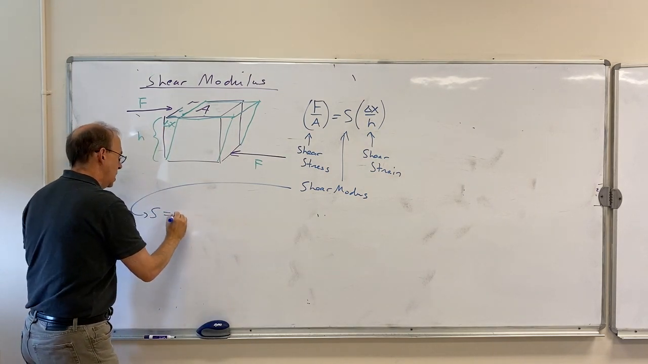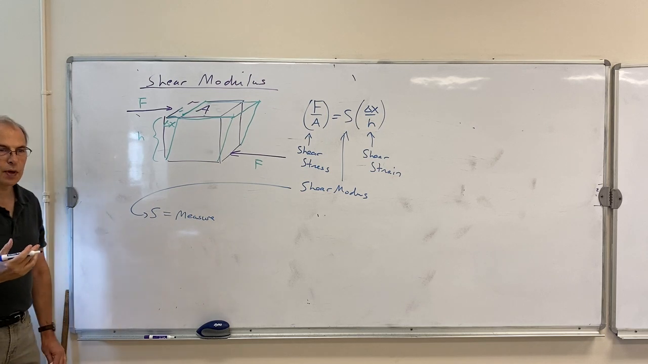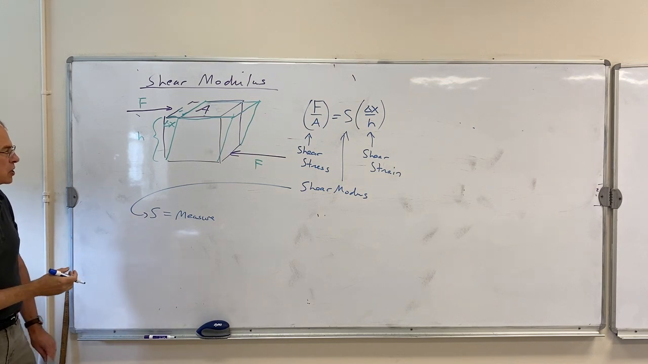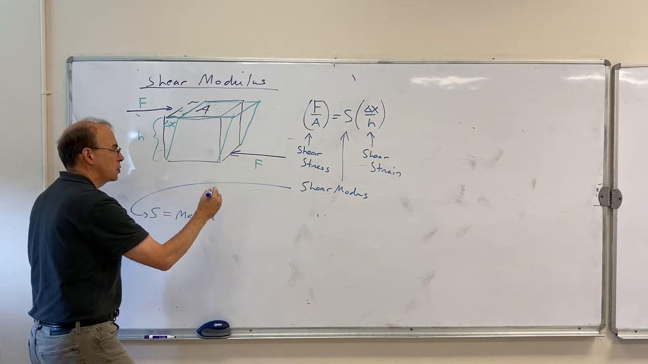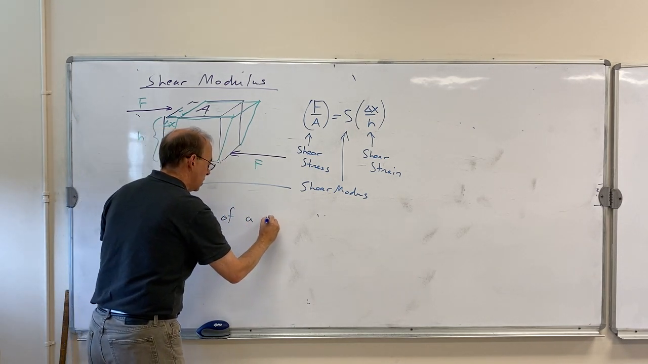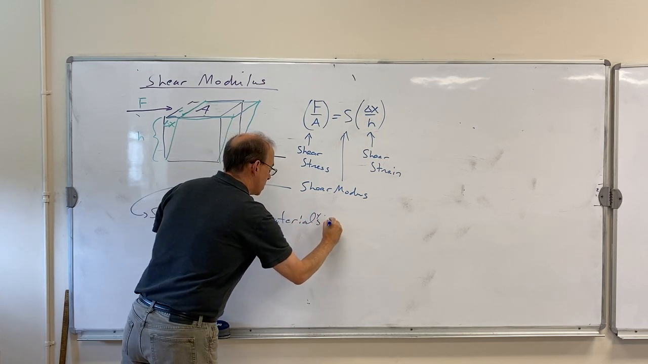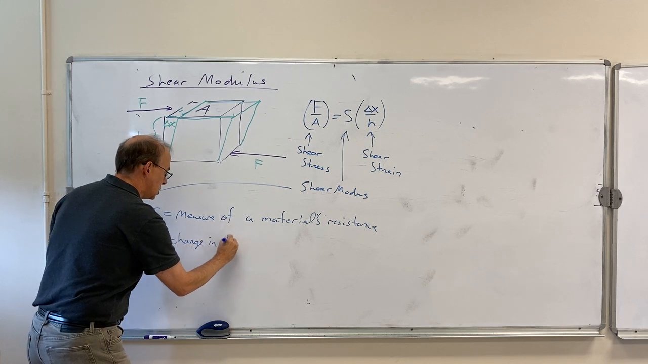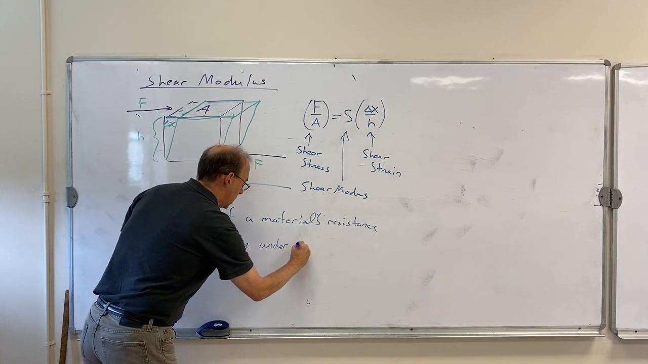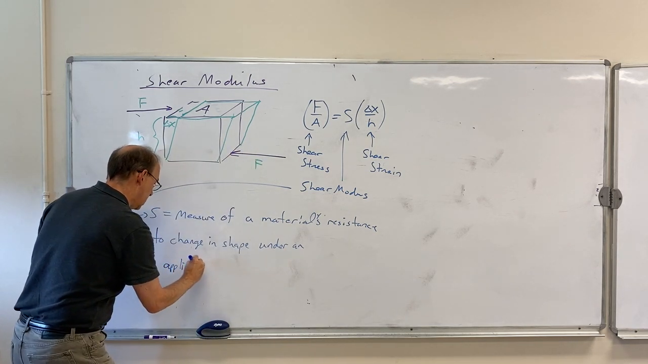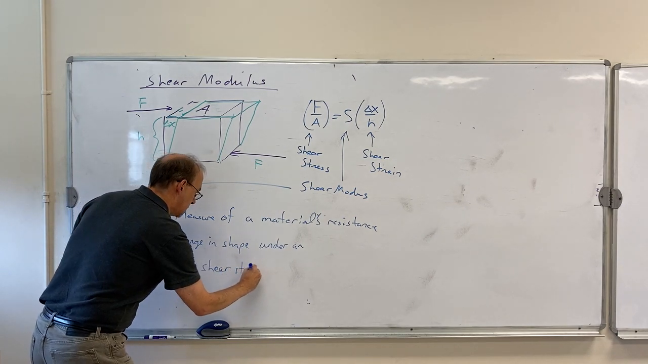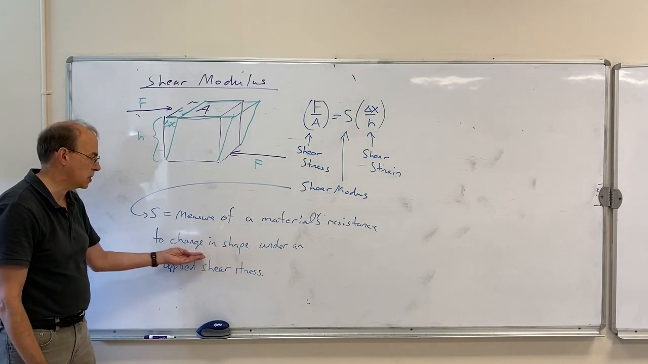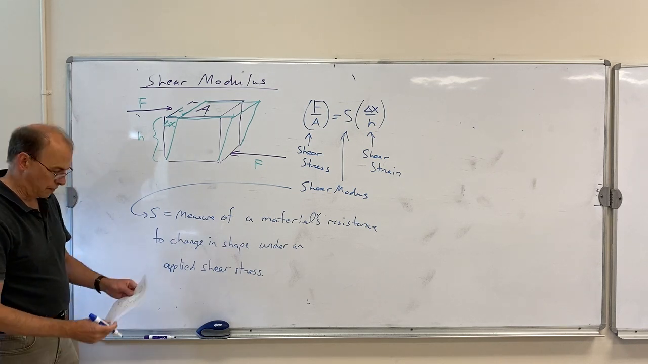S is a measure of a material's resistance to change in shape. So its shape is changing, it's deforming. A measure of a material's resistance to change in shape under an applied shear stress. You might also see this written as a measure of a material's resistance to deformation. Change of shape can be called deformation, under an applied shear stress. And again, you can look up these numbers.